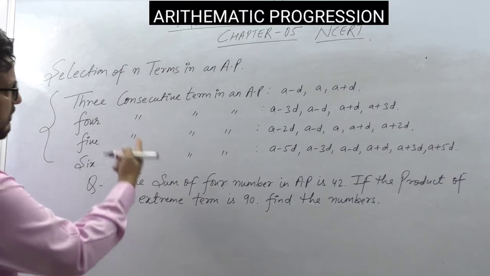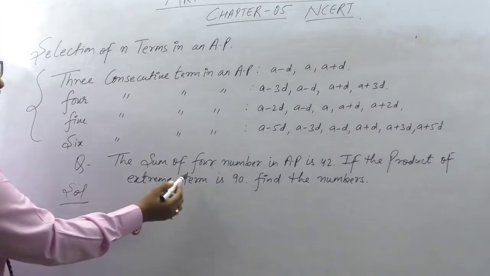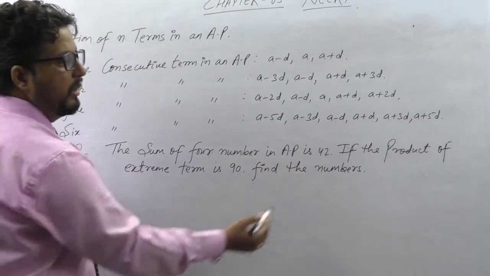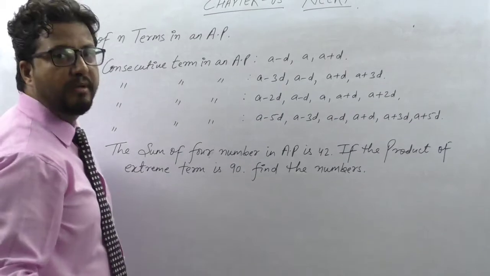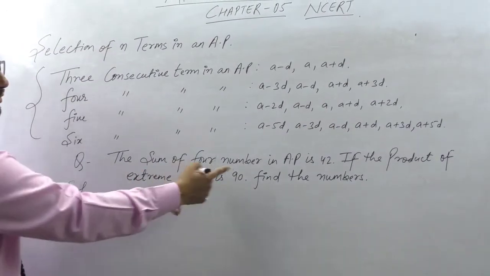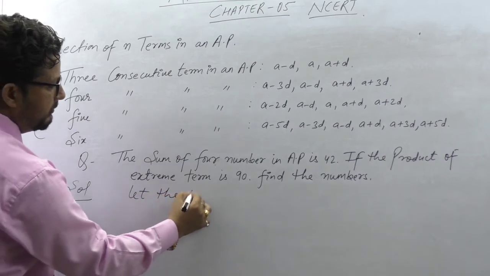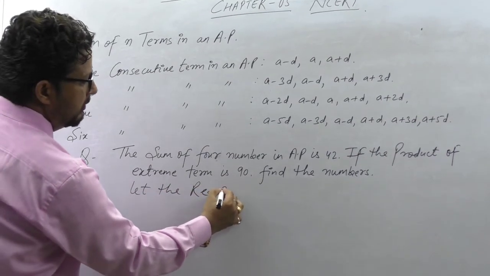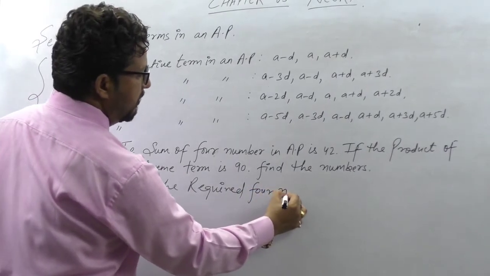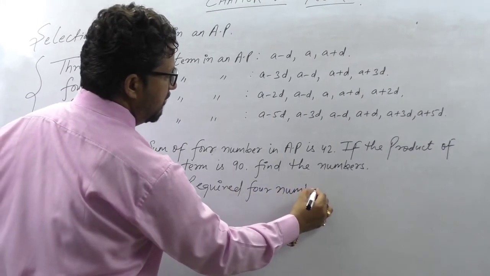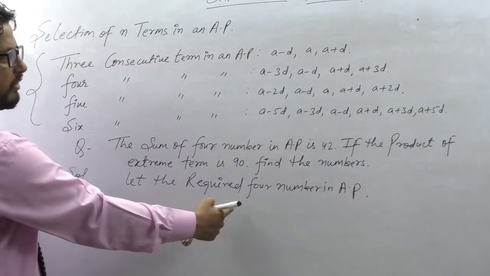Now one question based on this. The question given to you: the sum of four numbers in an AP is 42. If the product of the extreme terms is 90, find the numbers. So here we write: let the required four numbers in AP be assumed. Now we are looking for the required four numbers.